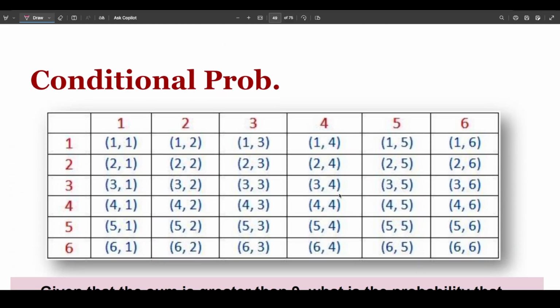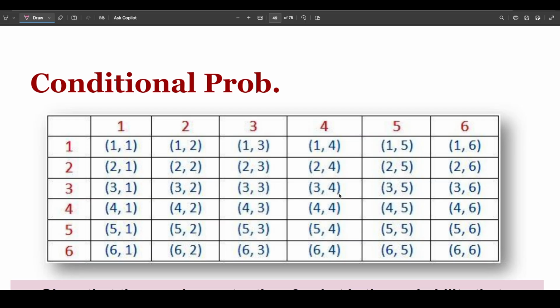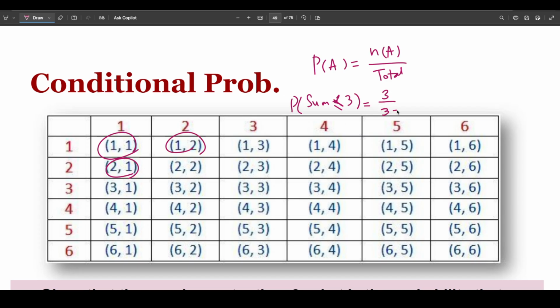Okay, now I'm going to talk about conditional probability and dependent and independent events. So what is conditional probability? I told you that the probability of event A equals the total number of A over the total possible cases. So for example, if I tell you that I'm rolling two dice at the same time, what is the probability that the sum is less than or equal to 3? You're going to tell me 1 1, 2 1, and 1 2 are the possible cases. So it's going to be 3 over the total number of cases, which is 3 over 36.